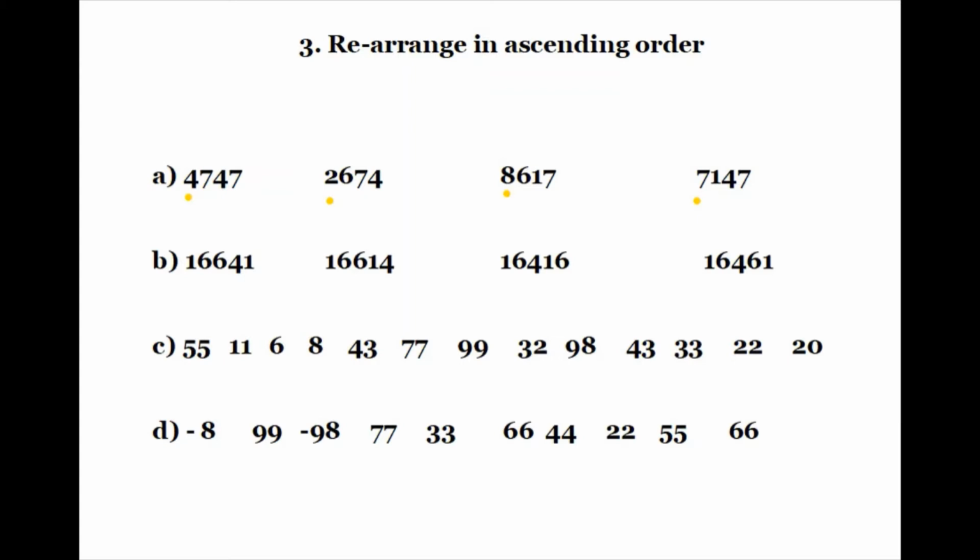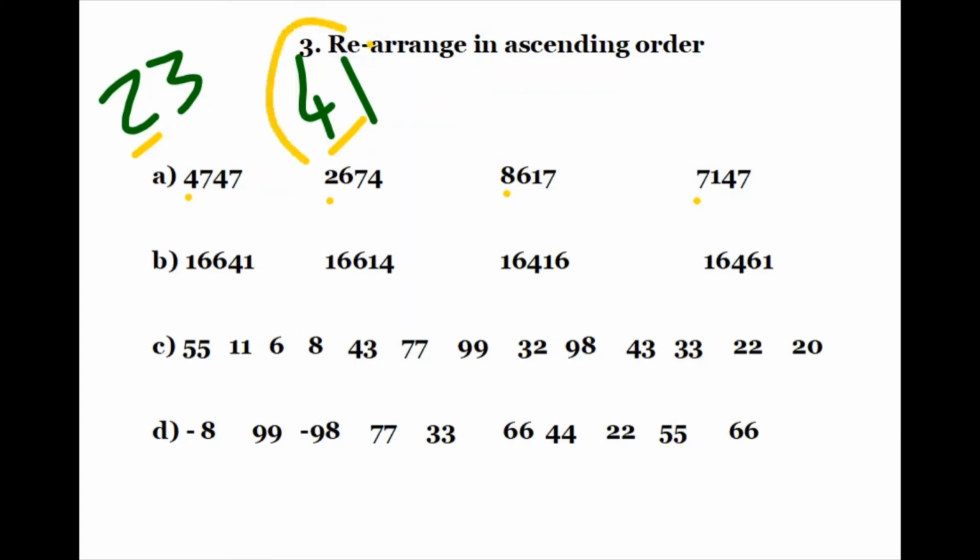Let me make a quick example. We have 23 and we have 41. Because they both have 2 digits, we follow step 2, which says to check the first digit, a 2 and a 4. We already know that 4 is greater than 2, which means this number is greater.